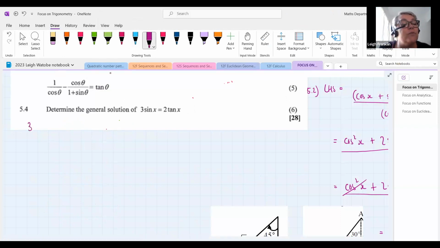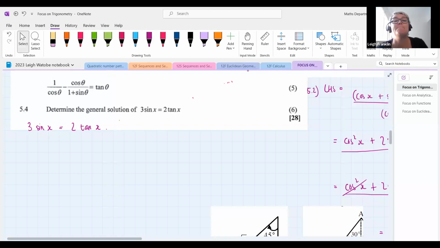They give us 3 sine x equals 2 tan x. What do you think the first step is, grade 11 or grade 12? What do you think the first step is in this case? Okay, so Lebogang says make sine x the subject. Anyone got any other suggestions or would do something a little bit differently?